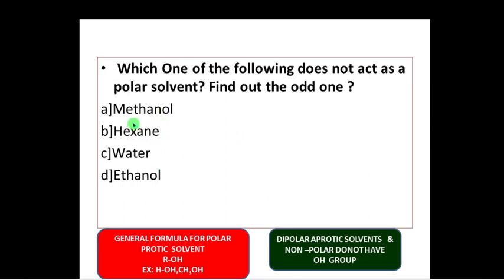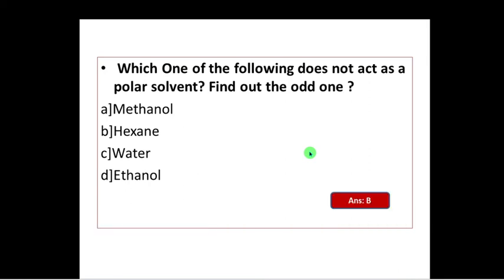All the others obey our ROH formula. Methanol here, ethanol here, CH3CH2OH, and water is HOH. So all are polar protic solvents. The question asks which does not act as a polar solvent, so among these, option B is the correct one, hexane.